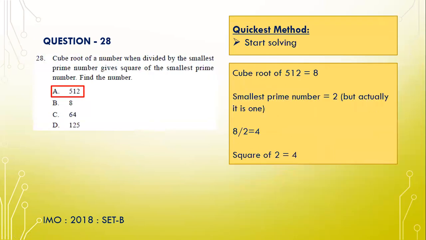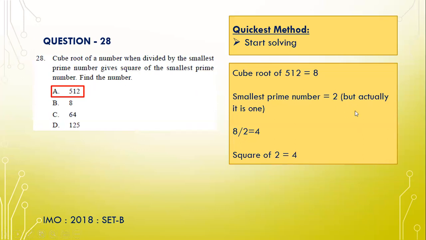Okay, question number 28. Cube root of a number when divided by the smallest prime number gives square of the smallest prime number. Find the number. So we have to start solving from the start. So 512, cube root of 512 is 8, isn't it? Because 8 8s are 64, 64 8s are 512. And the smallest prime number is actually 1, but for this video I have taken it as 2 just to get to this answer.